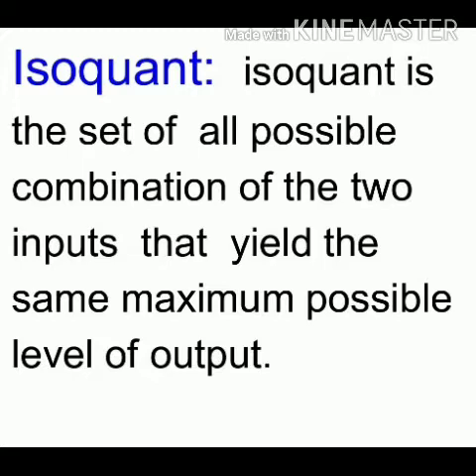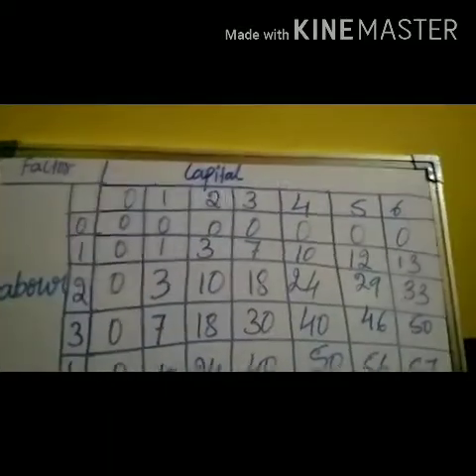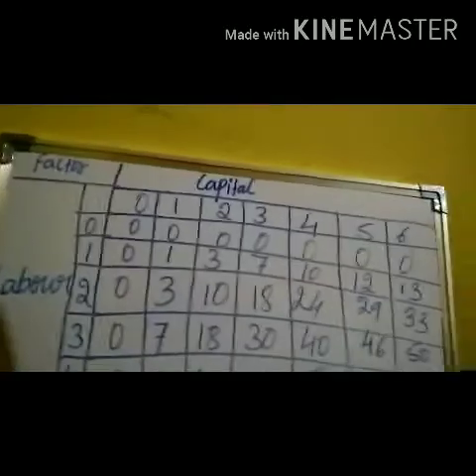Okay, so that's what we call isoquant. In the production function we had put a table. Have you remembered that? The same table here. This isoquant table can be explained with the help of a table of capital and labor.